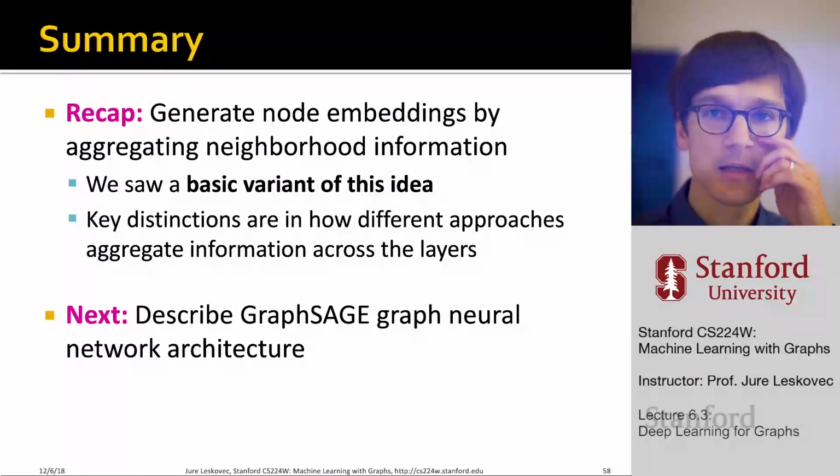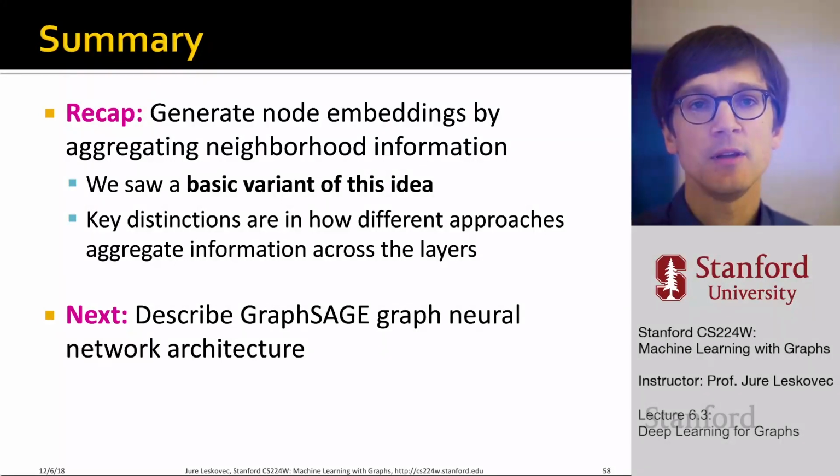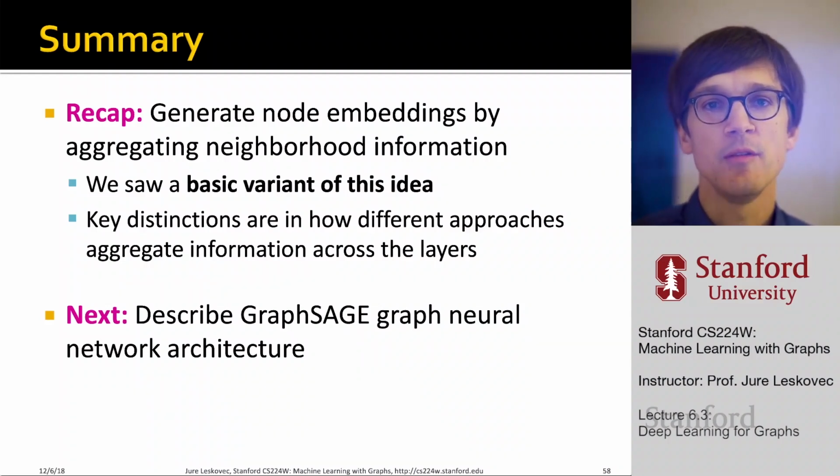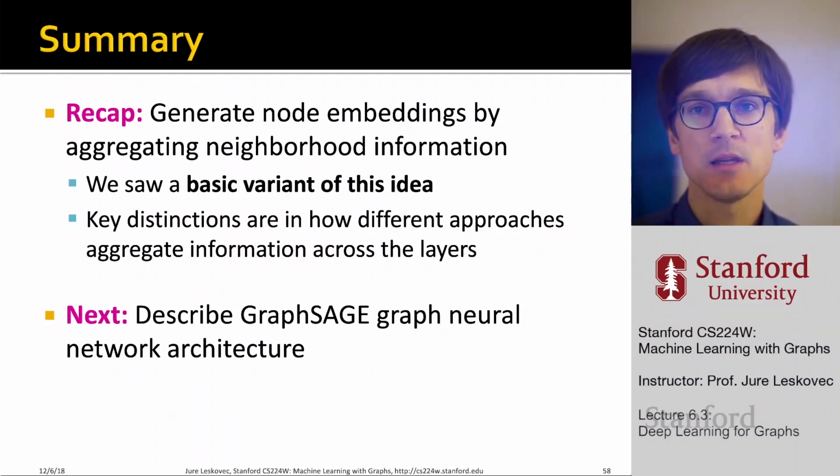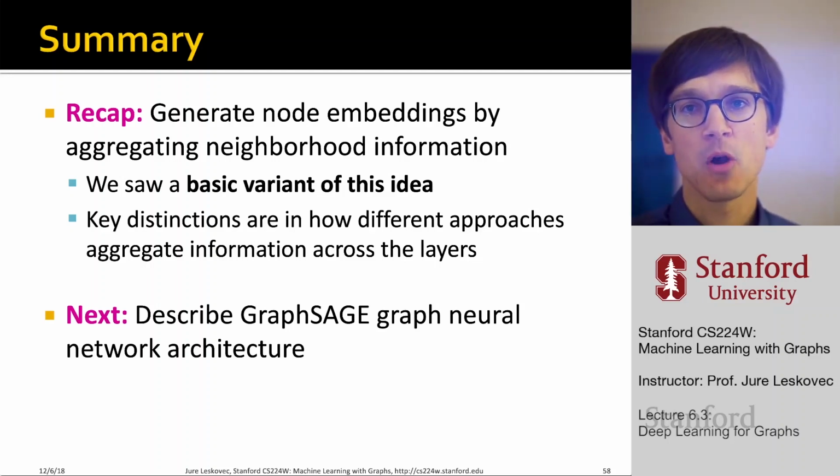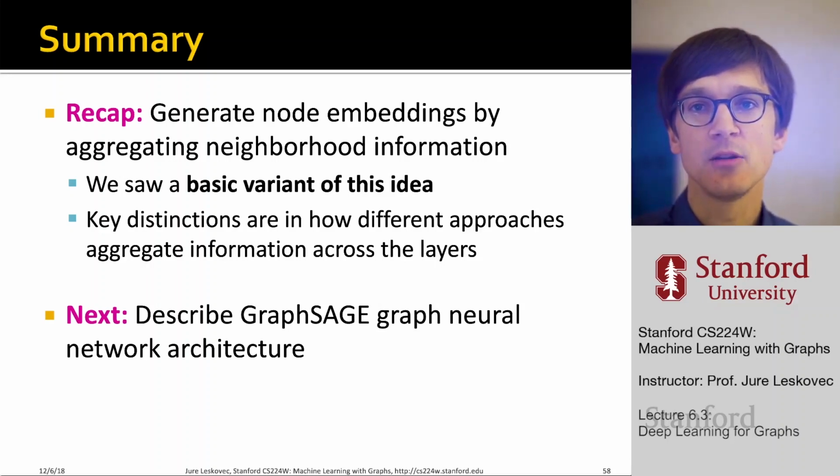So let me summarize the lecture for today and finish here. What we did is we generated node embeddings by aggregating node neighborhood information. We saw a first basic variant of this idea that simply averages the messages coming from the neighbors. And the key distinction between different architectures, as we are going to see next, is how this aggregation process is being done. And what I'm going to discuss in the next lecture will be the architecture called GraphSAGE that generalizes this into a framework where different types of aggregations, different kinds of transformations can be used.